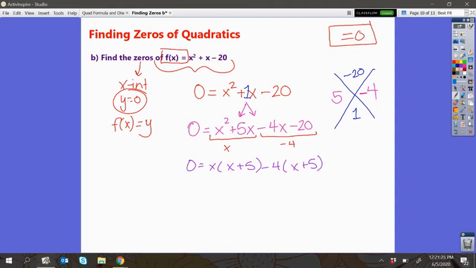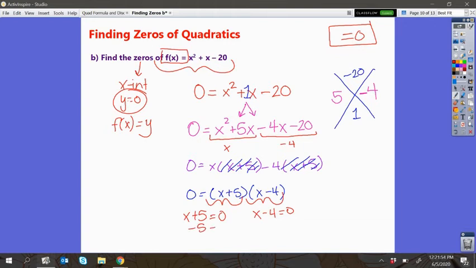I have the same binomial, so I write that first. And when I take out those two same binomials, it leaves me with x minus 4. Now we're at the zero product property rule, where I have two things being multiplied together to give me 0. That means one of them has to be a 0. So I say either x plus 5 is equal to 0 or x minus 4 is equal to 0, and solve both of those one-step equations to get me my two zeros of x equals -5 and 4.